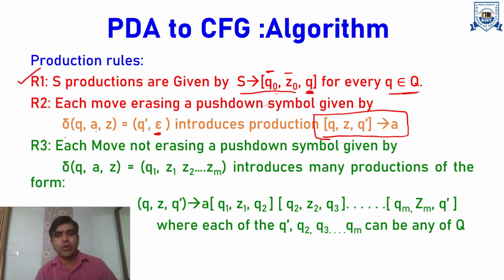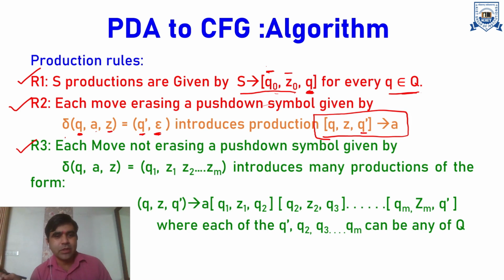Every such move introduces a production like this, where this Q and this Q dash, with Z in the middle, derives the symbol A. Okay, so where we are erasing. Rule number 3 is, this was rule number 2. Rule number 3 is each move not erasing a push down symbol.